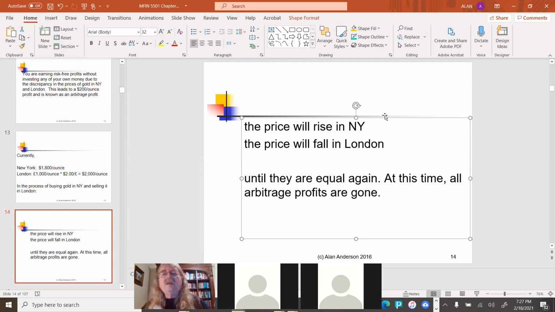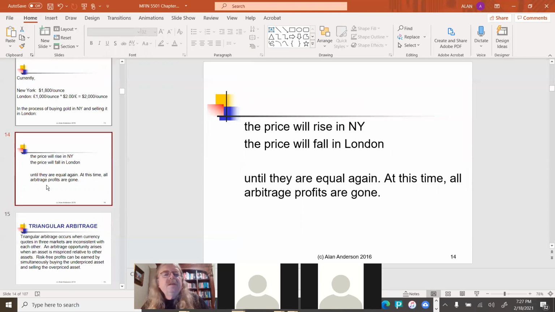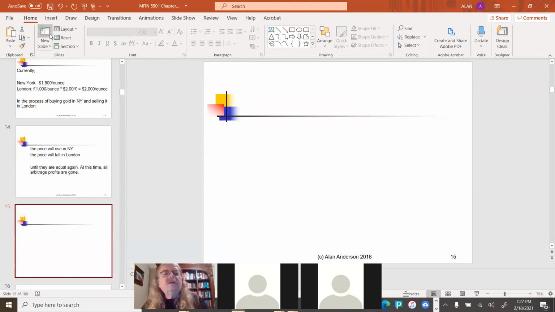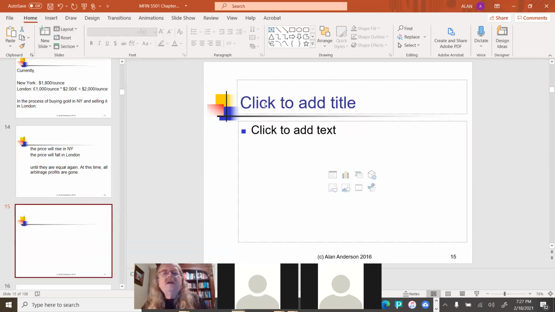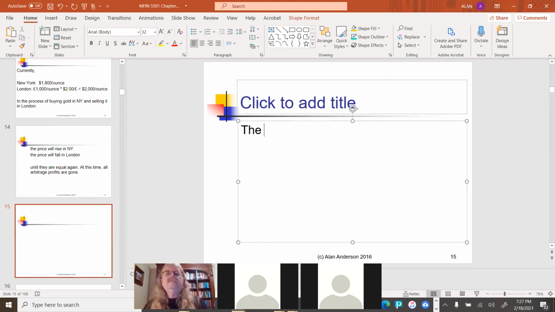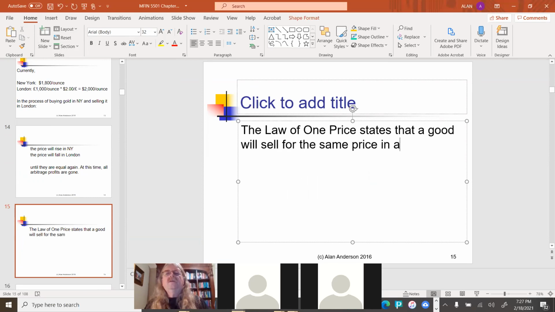Will this ever happen? Probably not. But yes, and this is one of the reasons why the prices will be the same in both markets. And in fact, there is a principle in economics, which is called the law of one price, which states that a good will sell for the same price in all markets after adjusting for the exchange rate.